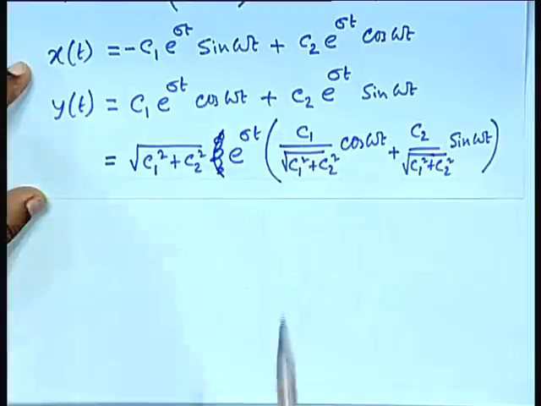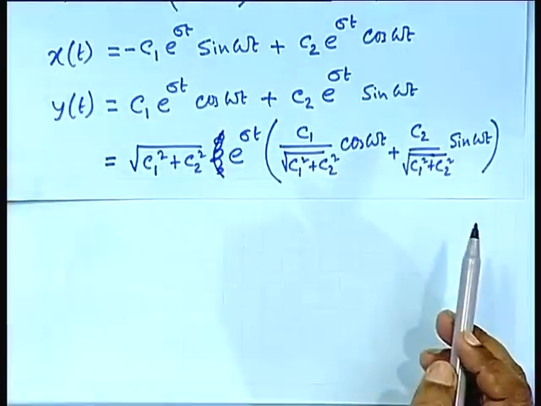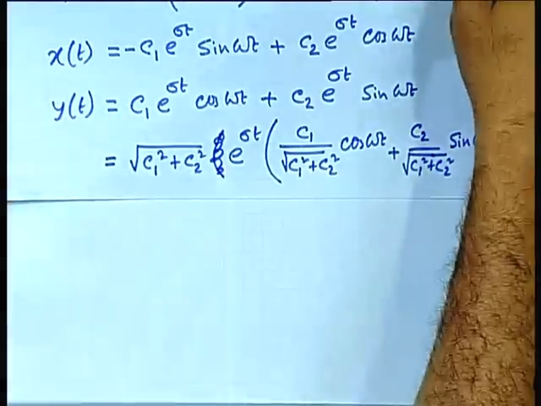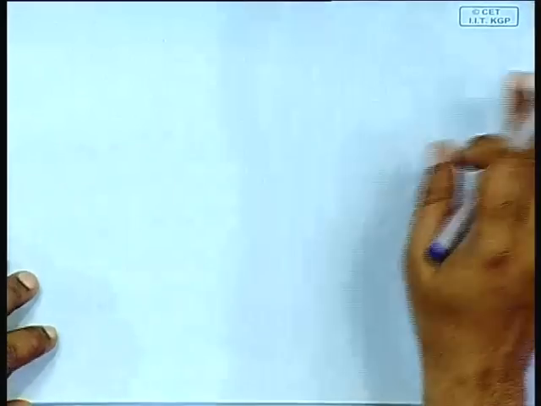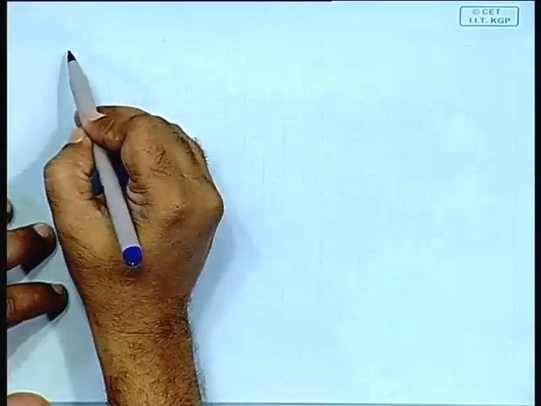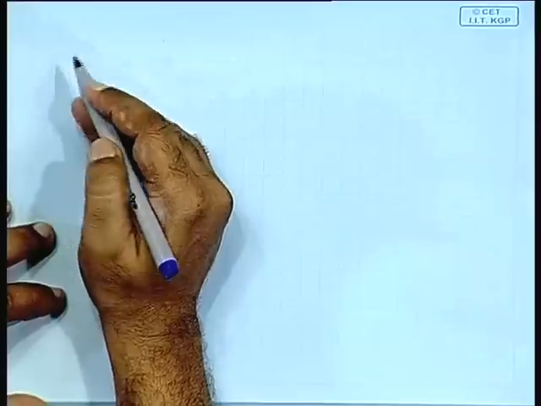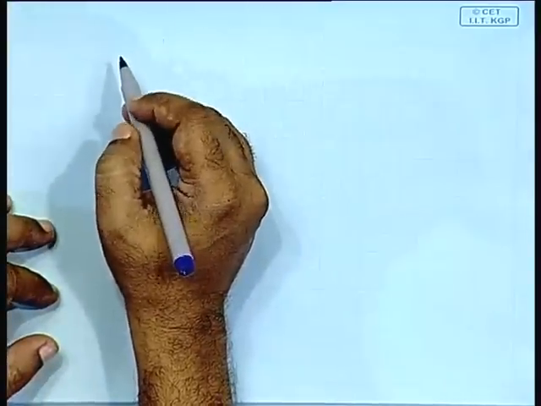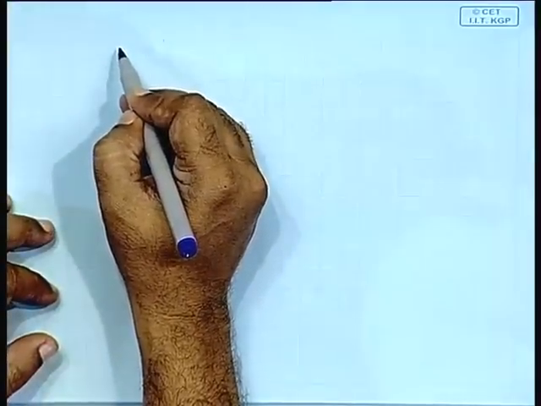Now, if I define these things in a suitable way, how will you define? Because I want to extract the phase information from it. So, if I take sin omega t plus alpha, where alpha is tan inverse C1.